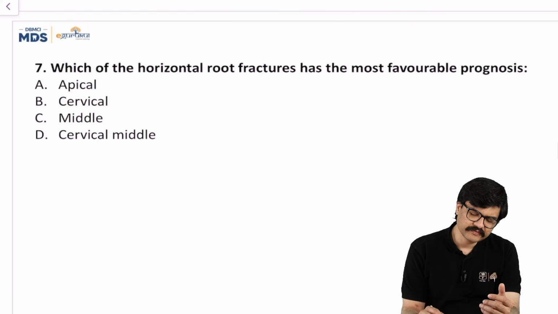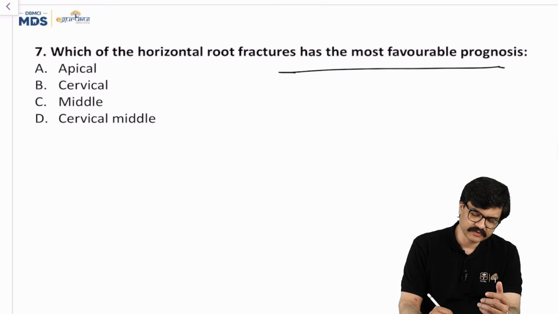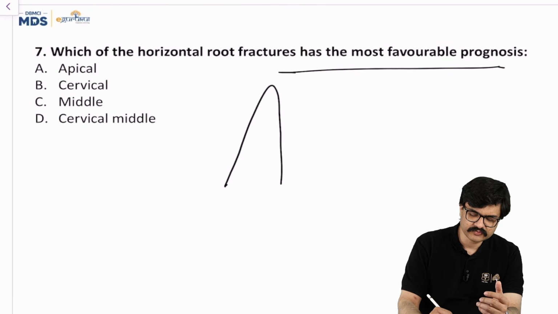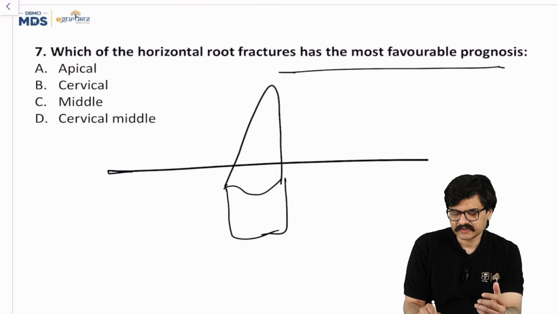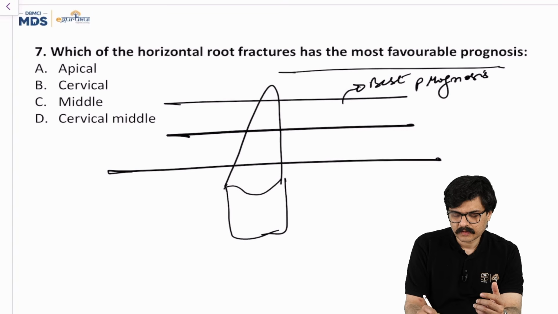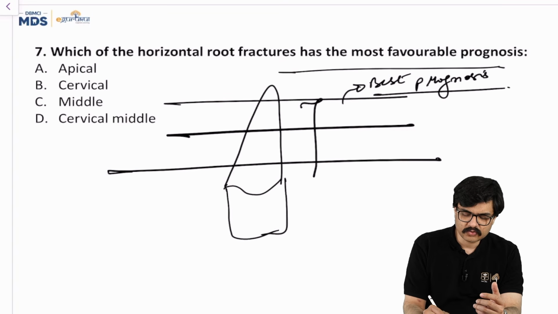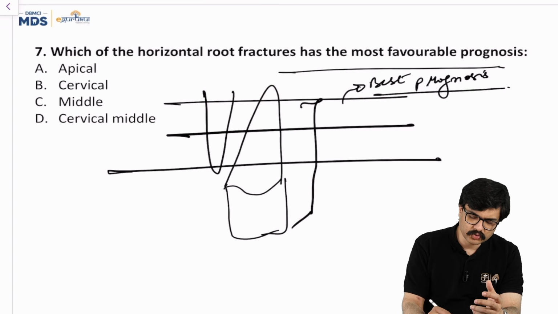Which of the horizontal root fractures has the most favorable prognosis? Now this is basically talking about this, that you have this root, that's your tooth, okay? So you can have potentially fractures in the cervical third, middle third, and the apical third. So in the apical third is the best prognosis. Why? Because usually the entire coronal fragment remains well supported by your bone, okay?